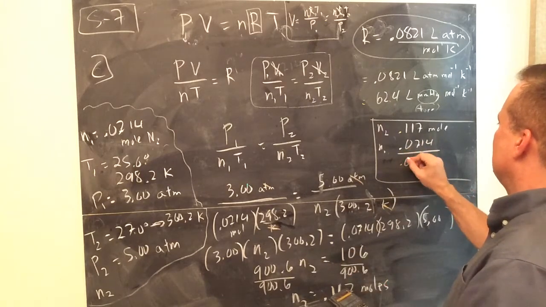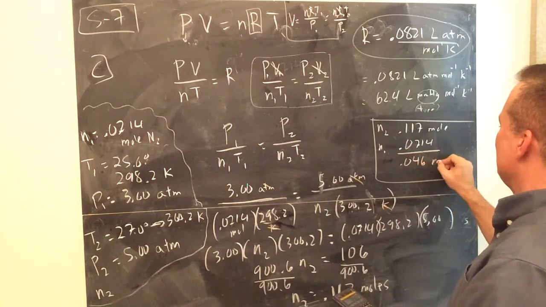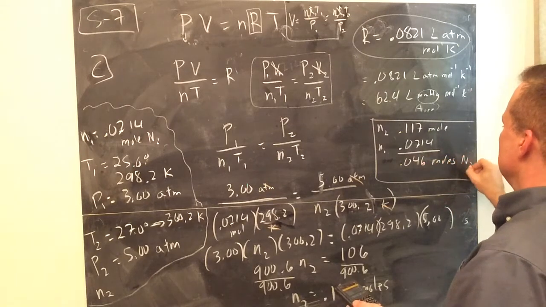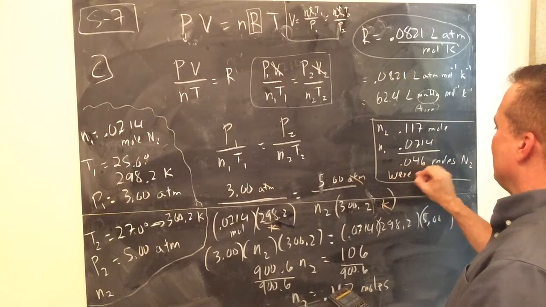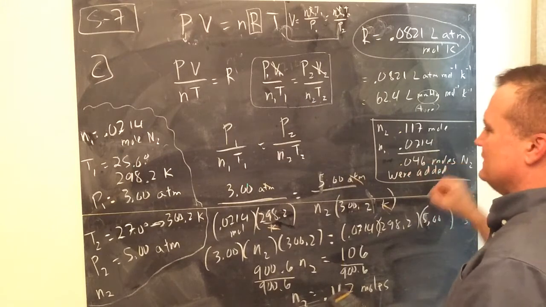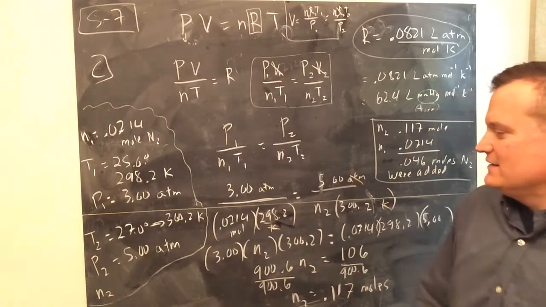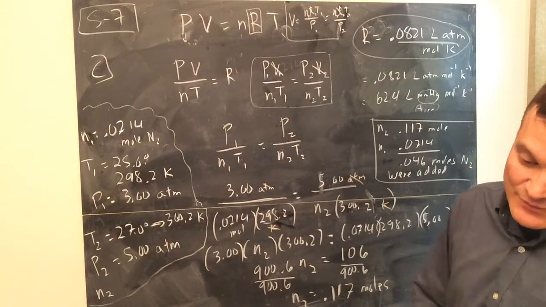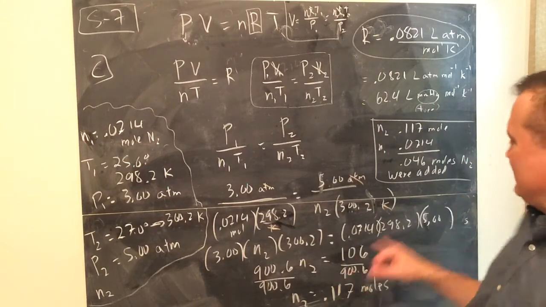0.046. When I use the little box rule, moles of N2 were added. I should have put that question in there. How many moles were added? So I put a 1, 2, and 3. I just put 1 and 2. I should have made another one. But okay, there it is.